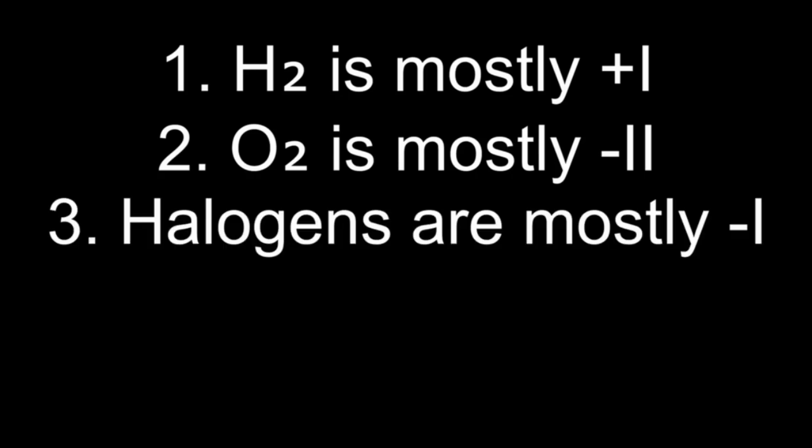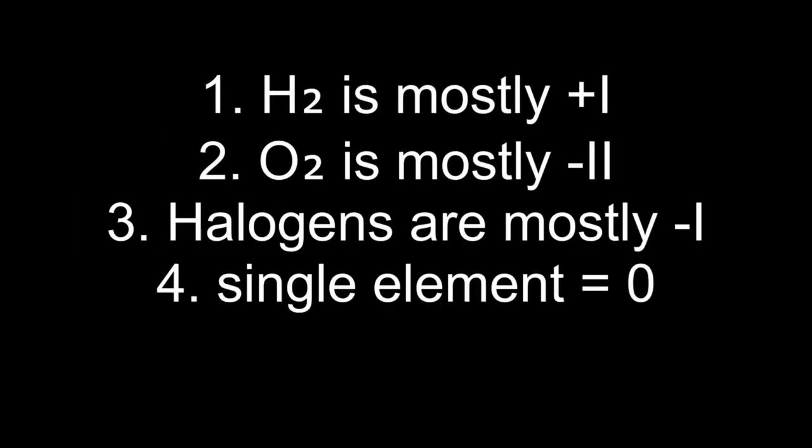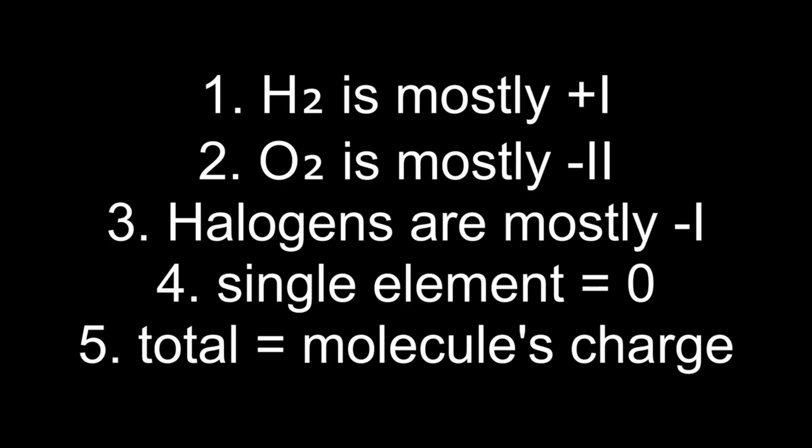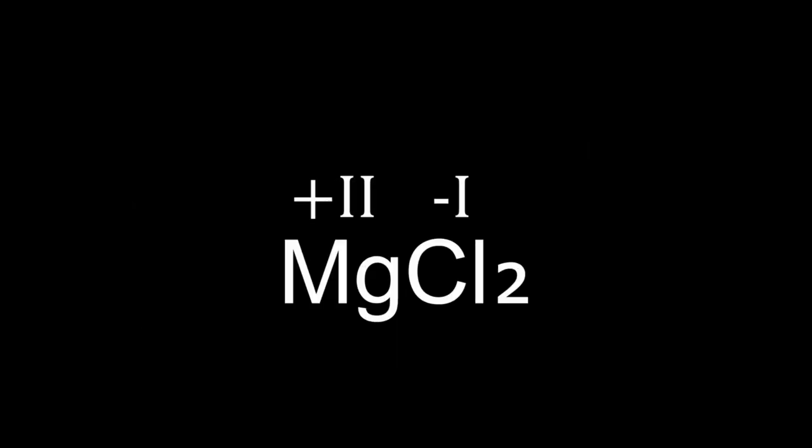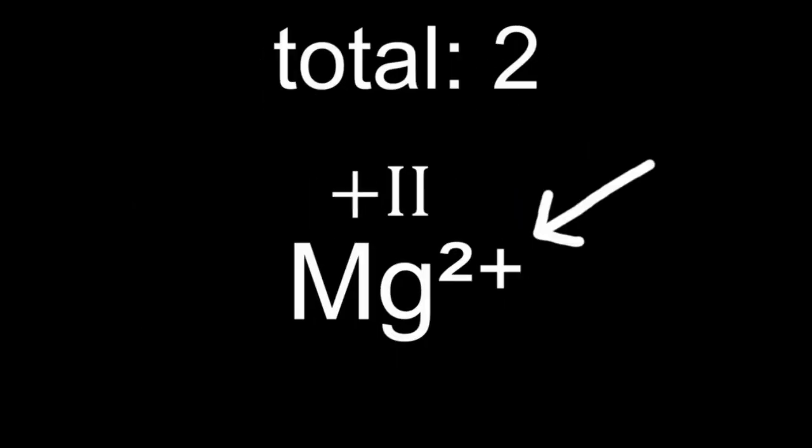There's just a few rules you have to know to figure those out. Hydrogen is mostly +1, oxygen is mostly -2, halogens are mostly -1, single elements are always 0, and the oxidation numbers of all atoms in a molecule always have to add up to the molecule's charge. So this would total 0, while single ions just have their charge as the oxidation number.